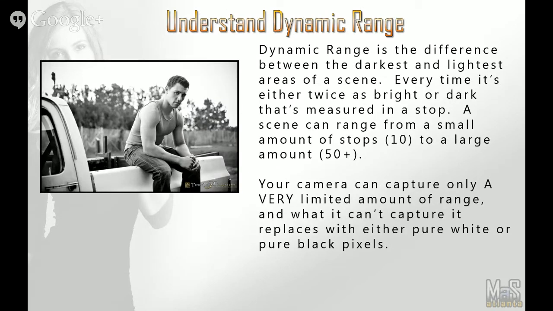All right, so guys, understanding dynamic range, and this is important. Dynamic range is the difference between the darkest and lightest areas of a scene. It's measured in stops. Every time it's twice as bright, that's considered a stop. In this situation right here, I'm going to take a rough guess, I think it would probably be about 8 stops, 9, whatever. It's not really that much.